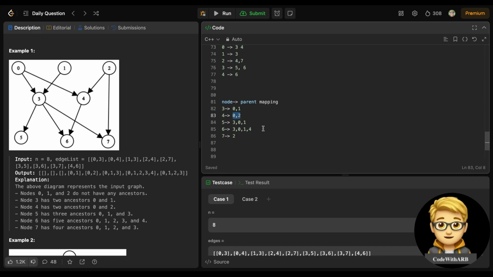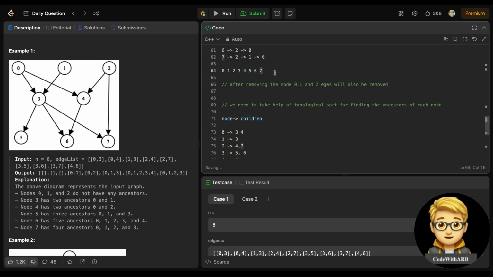So it has parents 0 and 2. 0 is already included, so there is no need to include this 0 again. But 2 is not included here, so we will include 2 here also, right? Now the 4 children are over. Now I will move to 5, because this is the order of topological sort, and we will move according to that only.